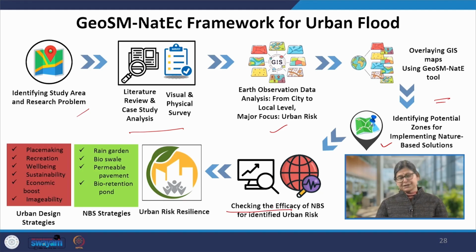and checking the efficacy. Checking the efficacy of this, we have actually deployed two strategies, one with the stakeholders, the community, and one with the modeling, SWMM modeling. Then we have picked up the NBS strategies, and then we have identified how that strategy can go on the spatial scale. And if it gets implemented, we can again relook at this cycle. That's the way the Geosm-Natec framework works.